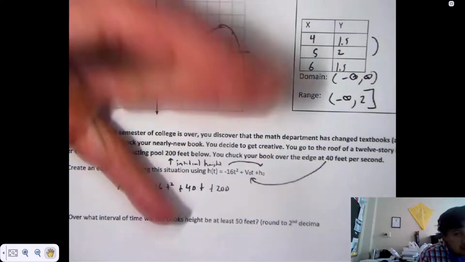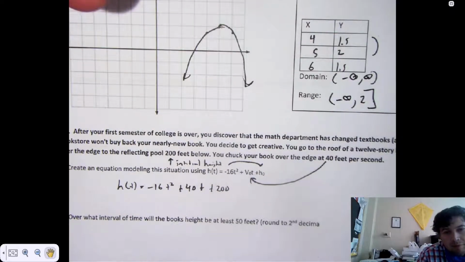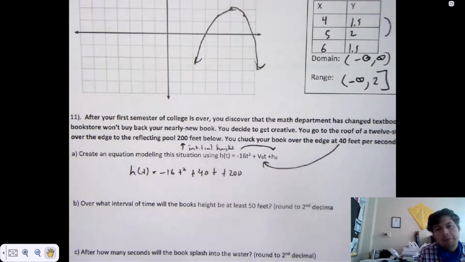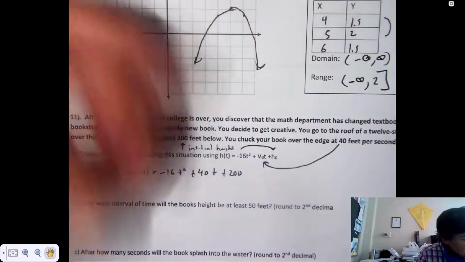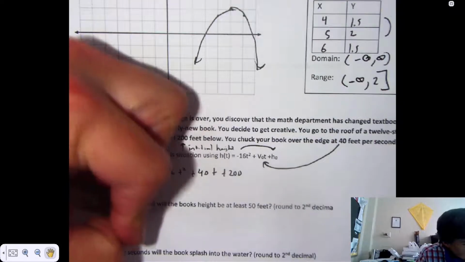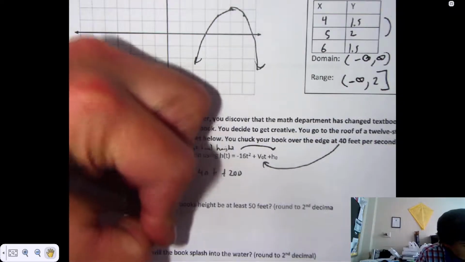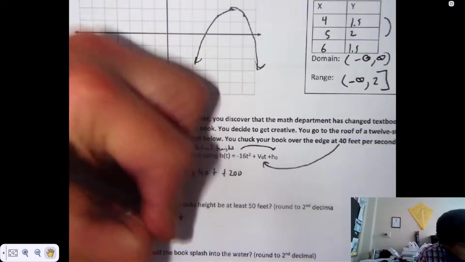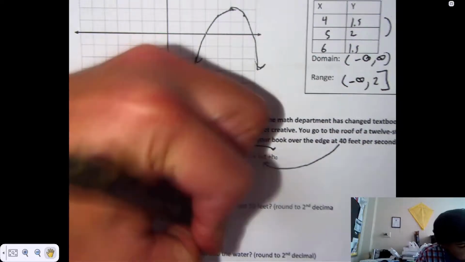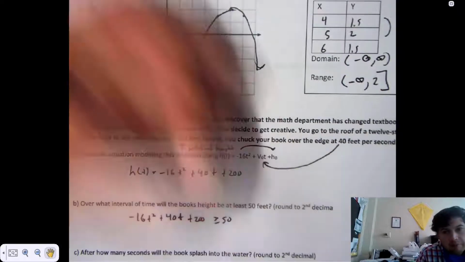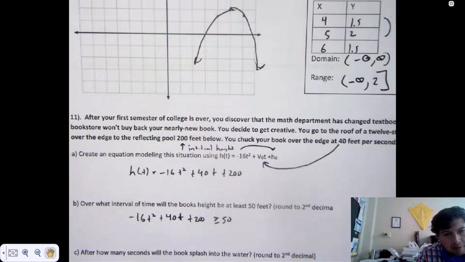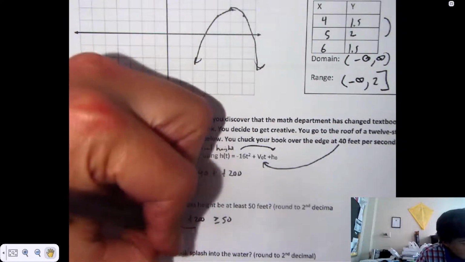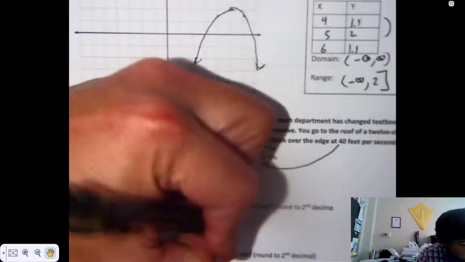Now part B and C I'm going to do with the TI-84. Over what interval of time will the book's height be at least 50 feet? If I was doing this by hand, I would take my equation and I would say it is greater than or equal to 50. That's how it would be done by hand. So it's kind of how I do it with a calculator. I put that in Y1 and I put that in Y2.